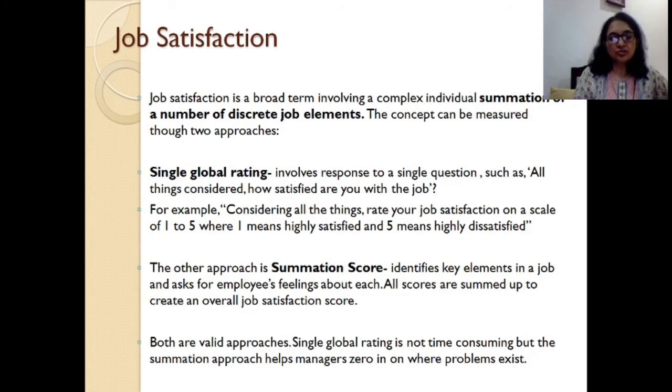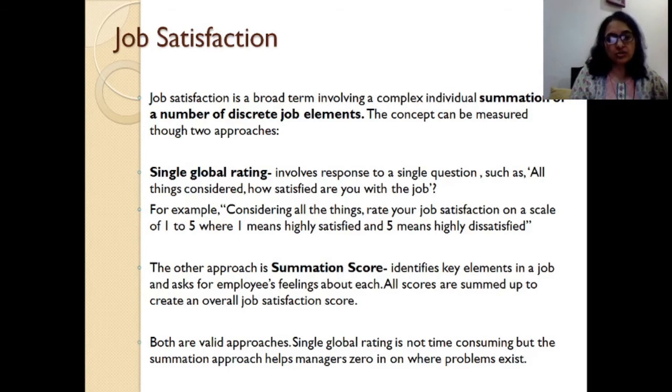Another way is the summation score. In the summation score, the different key elements of the job, like the nature of the work, pay, supervisor, and promotion opportunities, are identified, and the respondent has to answer, again on a scale of 1 to 5. The person has to circle the number showing the degree of satisfaction or dissatisfaction with the different elements of the job, and the researcher can then sum up all these scores and find out the job satisfaction score. So this is another way.